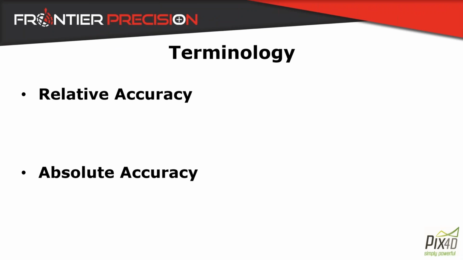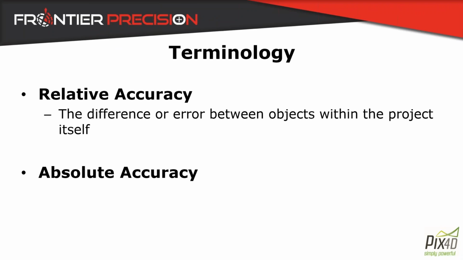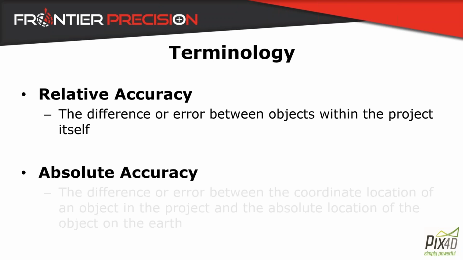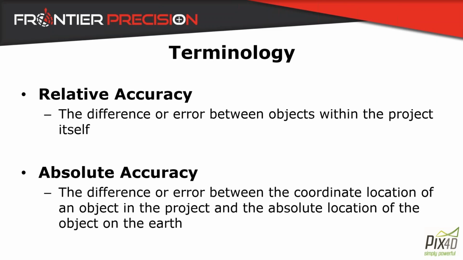A couple more here related to accuracy. So our first term is relative accuracy. So this is basically the difference or error between two objects within the project itself. So in other words, how accurate or how well do the objects in our project fit with each other within the actual project.